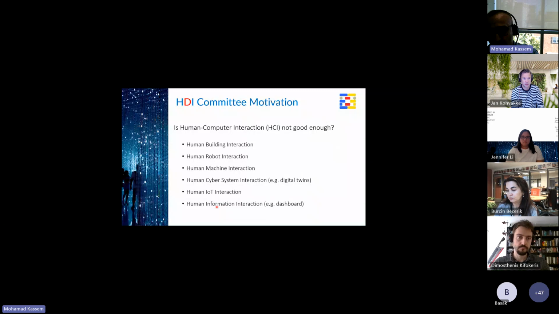So we thought the common denominator between all of these things is really the data and the interaction. So that's why we opted for human-data interaction. Like Jenny mentioned, in the white paper we have a working definition. Maybe Demos might have that in his presentation. So that's why we selected HDI as a term.